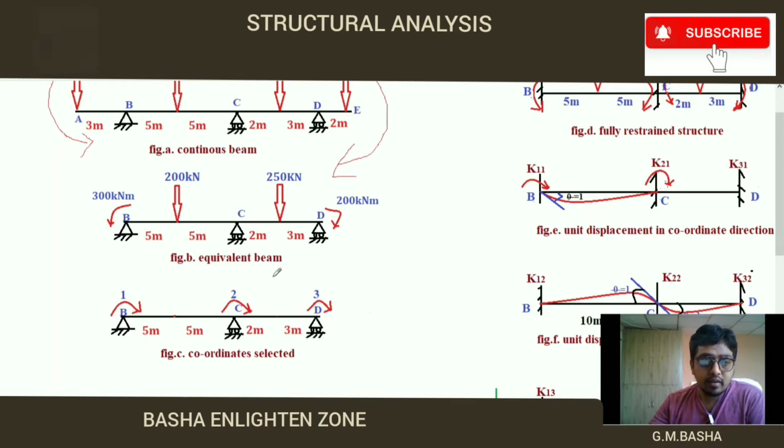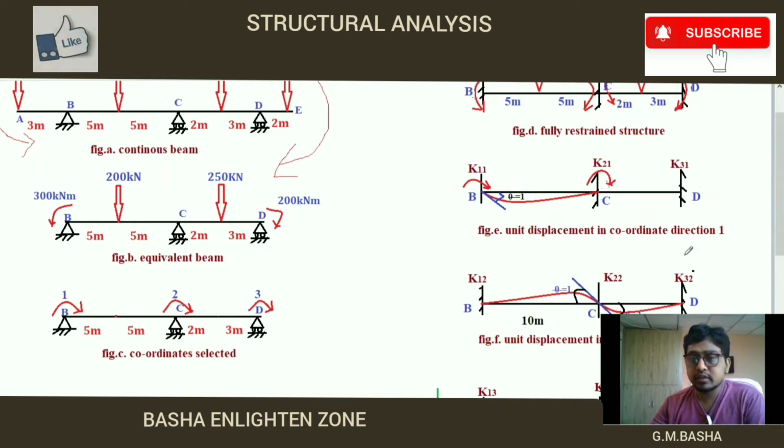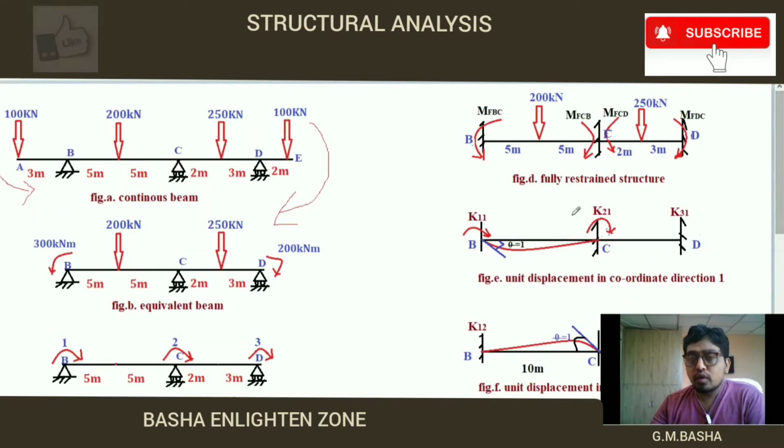So here delta 1, at C delta 2, at D delta 3. So delta 1 will be equal to theta B, because at the B support. Delta 2 will be equal to theta C, delta 3 will be equal to theta D. You please remember those unknowns also. Then move to the next step. Fully restrained structure.